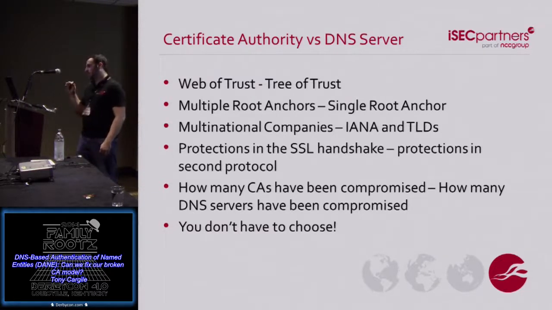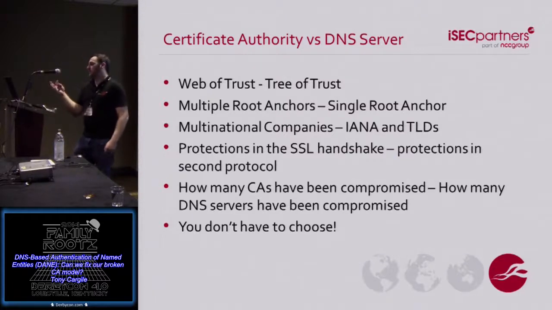And this one can be a controversial topic, but the certificate authority has multiple root anchors, multiple root CAs. And if you pay enough money, you can be one of those root CAs. Whereas with DNSSEC protection, like I talked about, it has one single root anchor, and that is IANA. That is the government. So there are pros and cons of both of those.